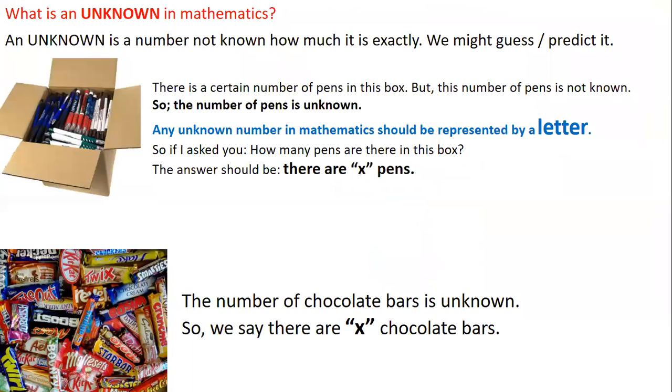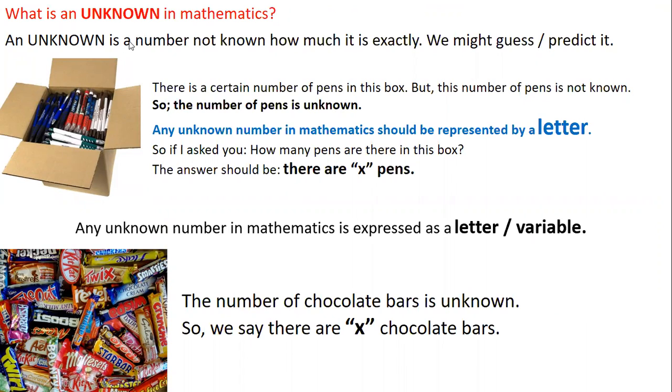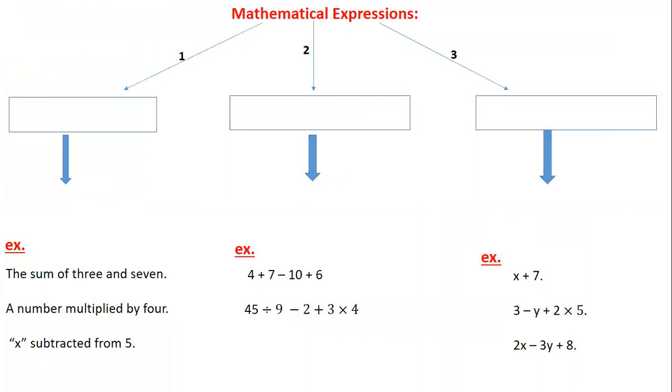After we have seen last time what we mean by an unknown, an unknown is a number not known exactly how much it is. We might guess or predict it. Any unknown number in mathematics should always be represented by a letter, or a variable. Then we talked about mathematical expressions. We have three kinds of mathematical expressions.